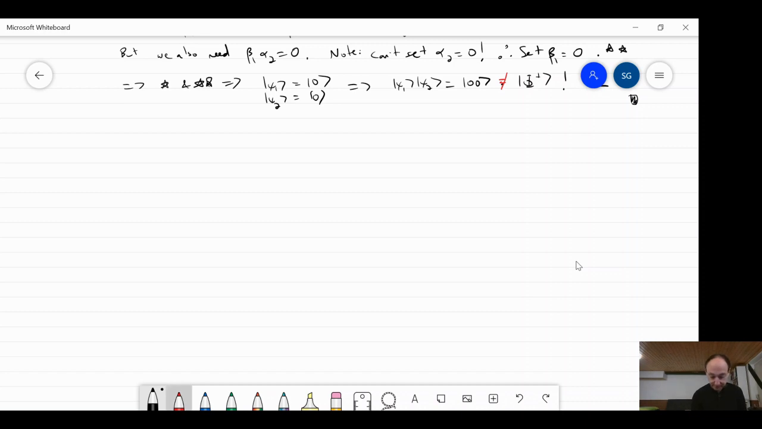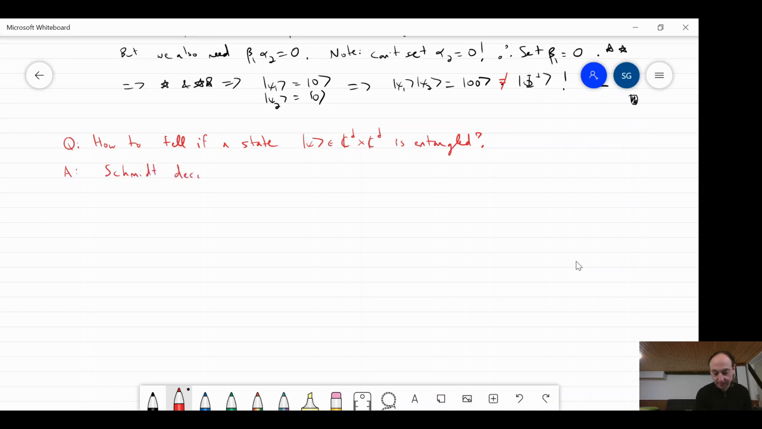Okay. So here's the question: how to tell if a state psi, and let's just assume our spaces both have the same dimension, is entangled. And here's the answer. We're going to go via this thing called the Schmidt decomposition. All right, so let's do it.